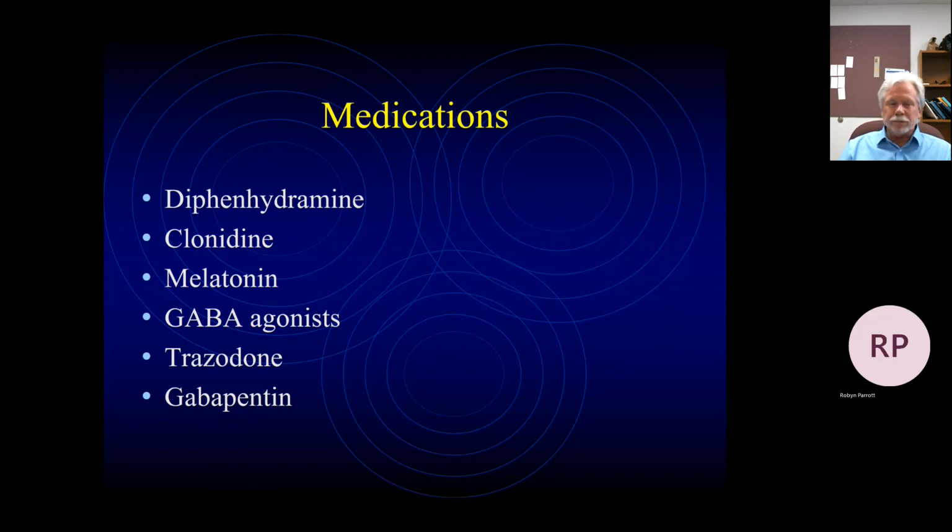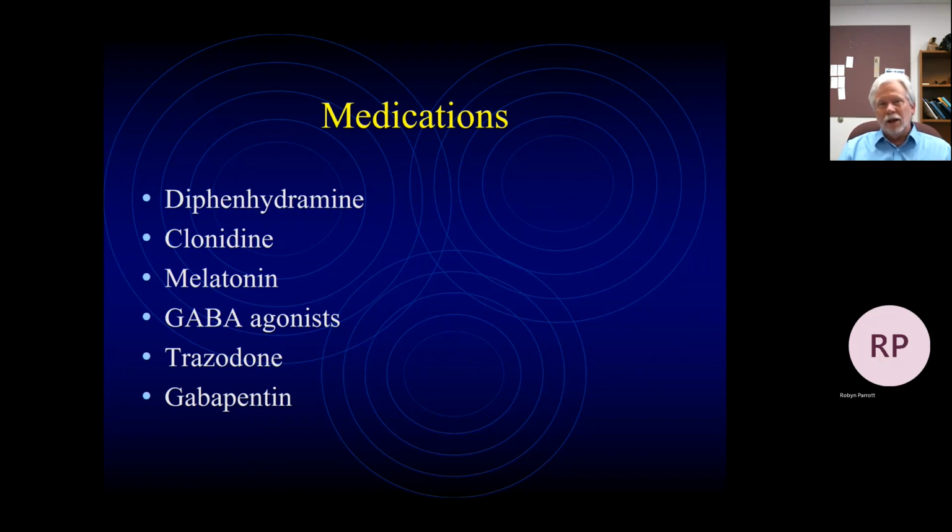Diphenhydramine or Benadryl can be useful in some children, but commonly they develop tolerance to it. Clonidine is one of our commonly used tools in developmentally disabled kids with refractory insomnia. Melatonin has been shown to be useful in children with ADHD as well as autism, and perhaps some other situations as well.